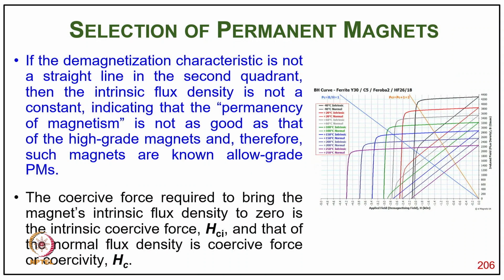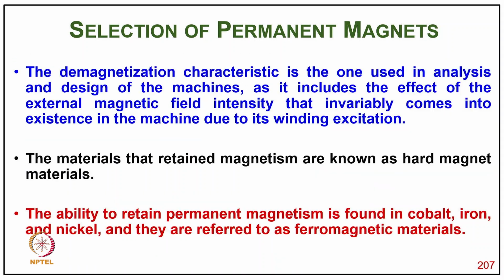And as you can see from the BH characteristic, if the demagnetization characteristic is not a straight line in the second quadrant, then the intrinsic flux density is not constant, indicating the permeability of the magnet is not as good as that of high grade magnets, and therefore such magnets are known as alloy grade magnets. The coercive force required to bring the intrinsic flux density to 0 is the intrinsic coercive force Hci, and that for the normal flux density is the coercive force or coercivity.